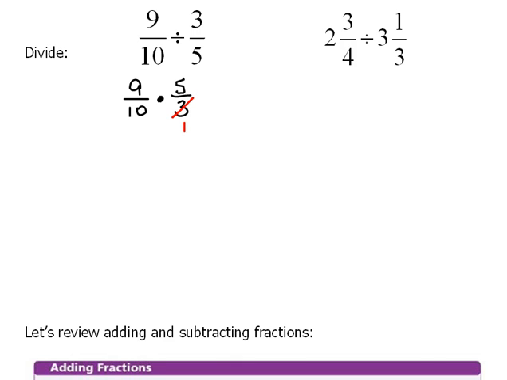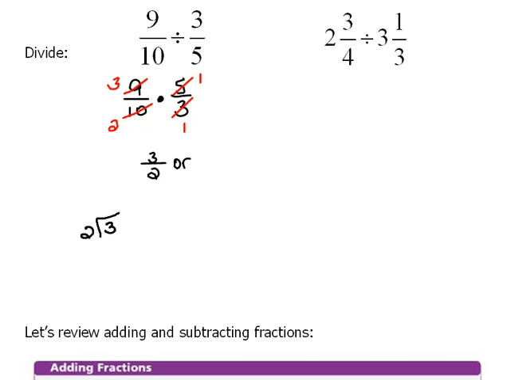3 will go into 3 one time, and 3 goes into 9 three times. 5 goes into 5 once, and 5 goes into 10 two times. So now we have 3 times 1, which is 3, and 2 times 1, which is 2. So this would be an improper fraction because the top is bigger than the bottom.